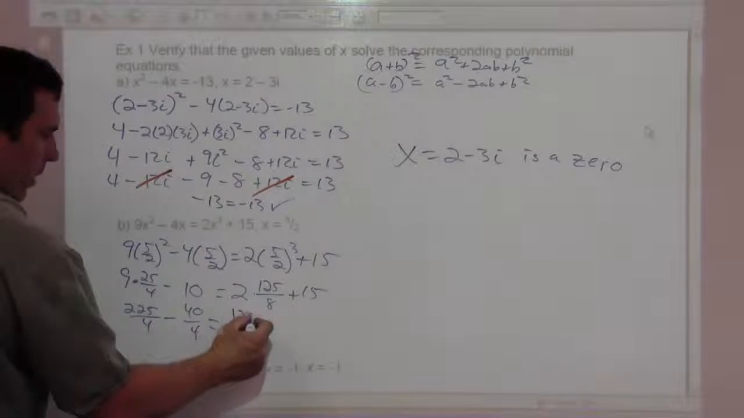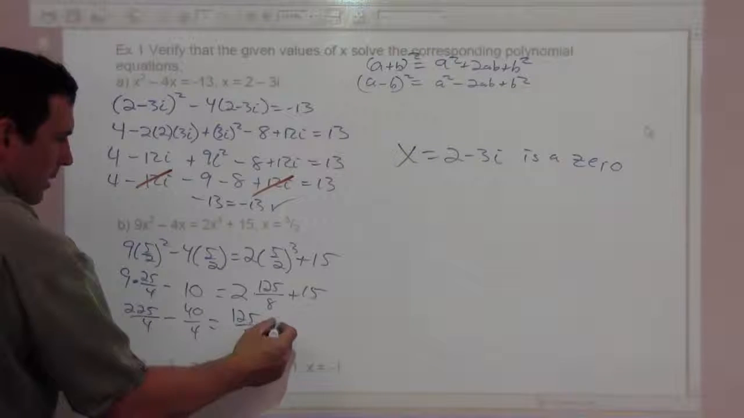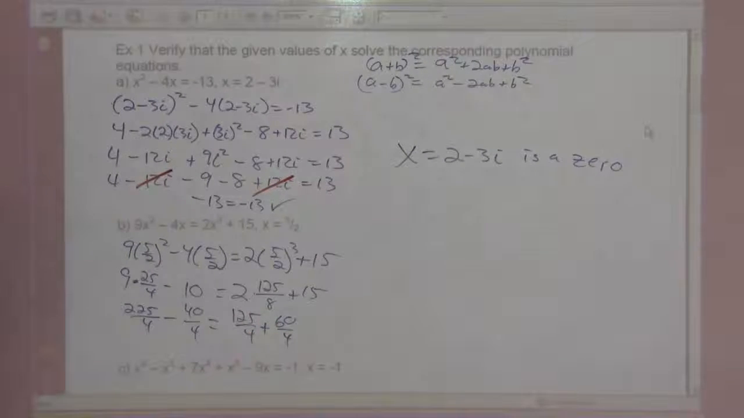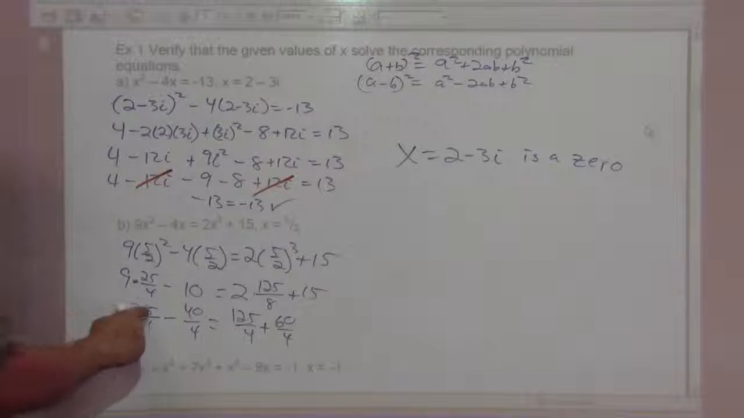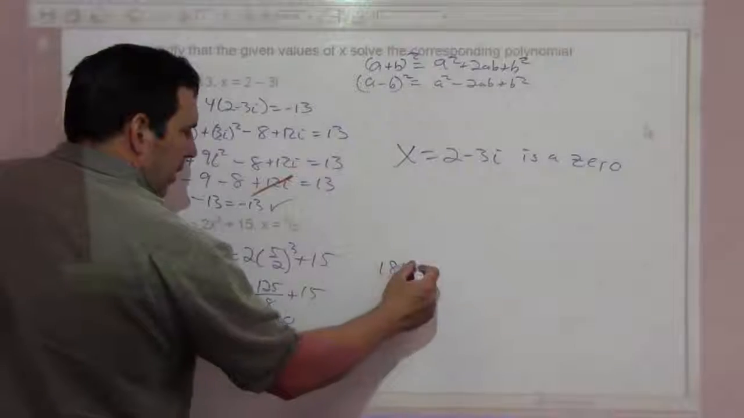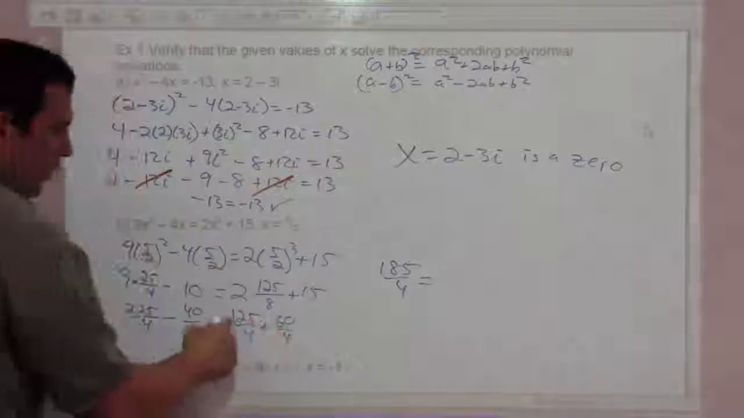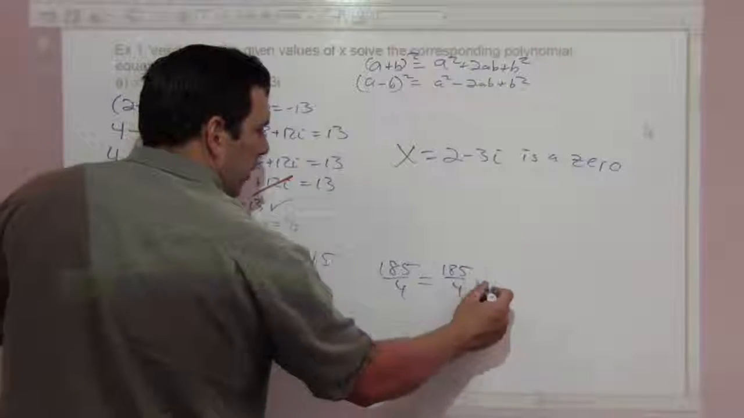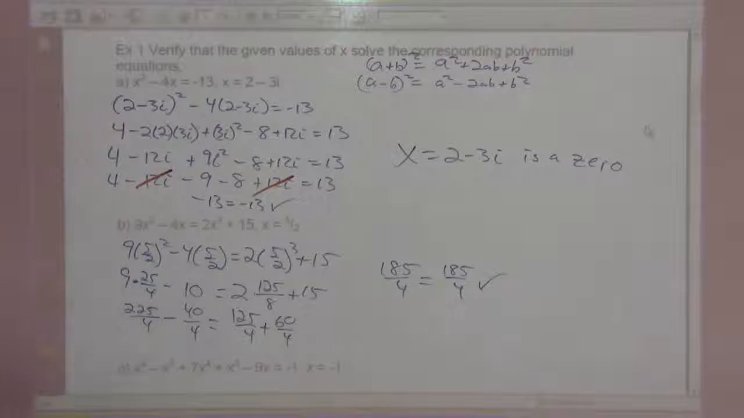125 over 4 plus, that would be 60 over 4, wouldn't it? 225 minus 40 would be 185 over 4. That's going to be equal to 125 plus 60, which is also 185 over 4. So it works out. Let's go on to the last one.